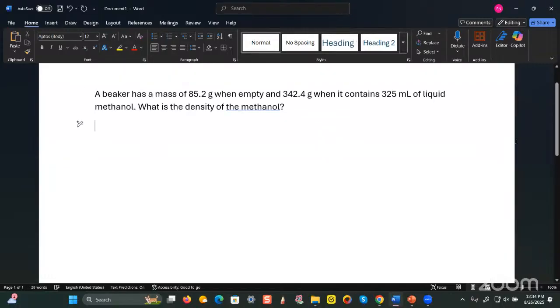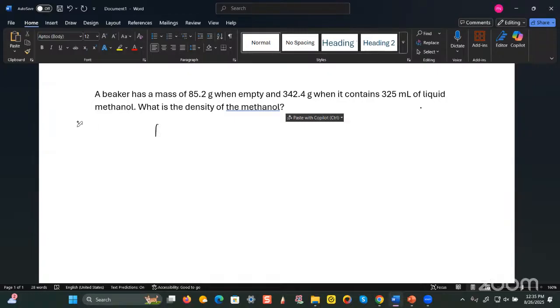All right, so for example, you're given this question. It says a beaker has a mass of 85.2 grams when empty, and 342.4 grams when it contains 325 mils of liquid methanol. So the question is, what's the density of methanol?